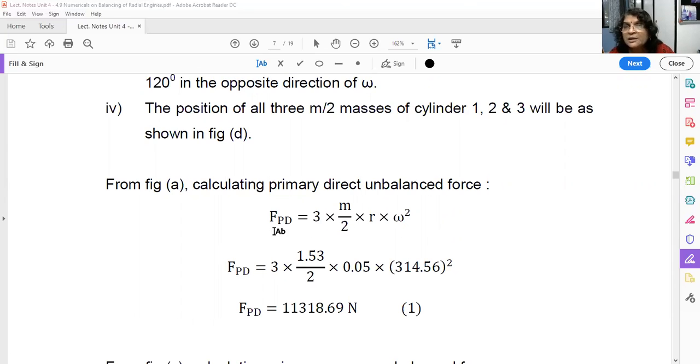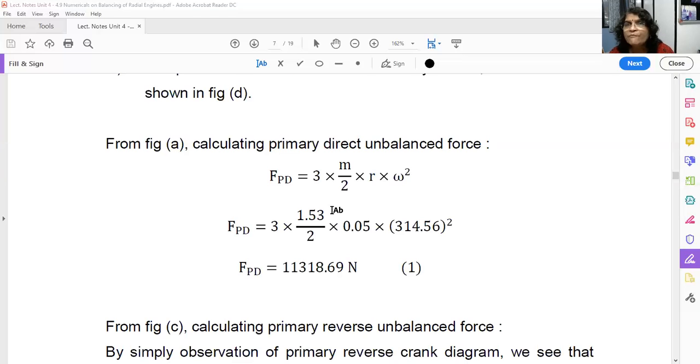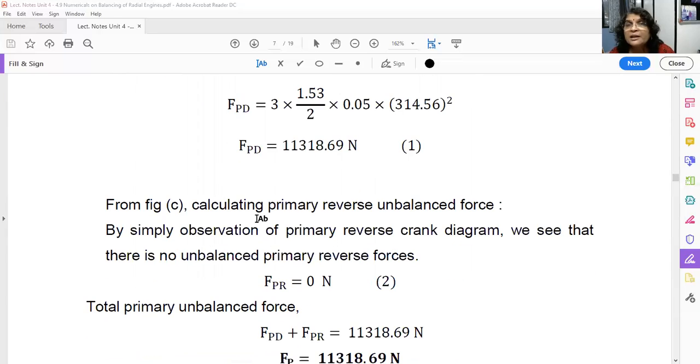So, what is the primary direct unbalanced force? 3 m by 2 r omega square. So, put the value of m 1.53 kg, put the value of r 0.05 meter, put the value of omega. Okay. You will get the primary direct unbalanced force. Okay. Then calculating the reverse primary unbalanced force.